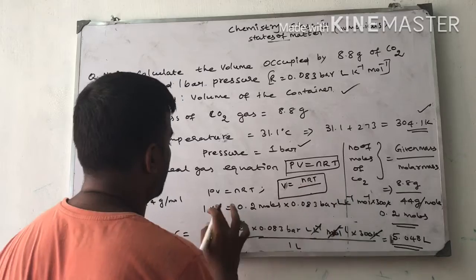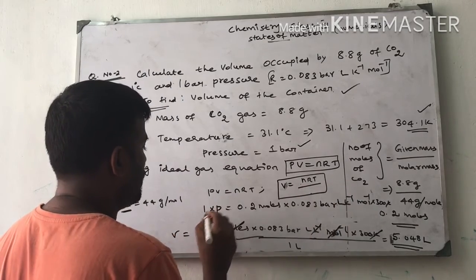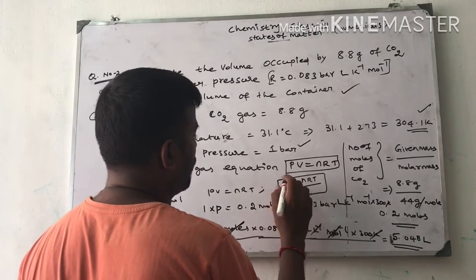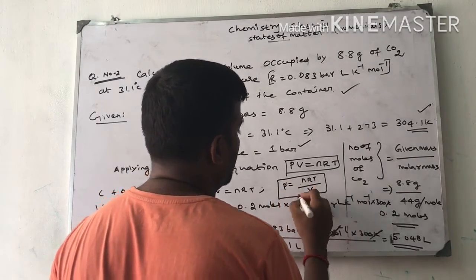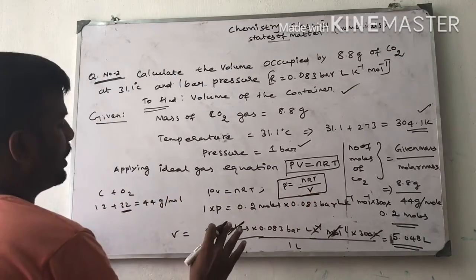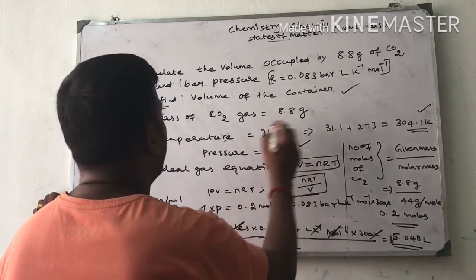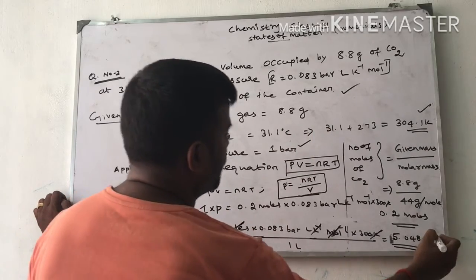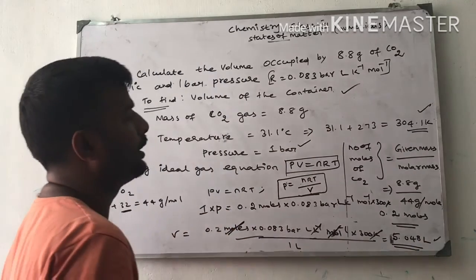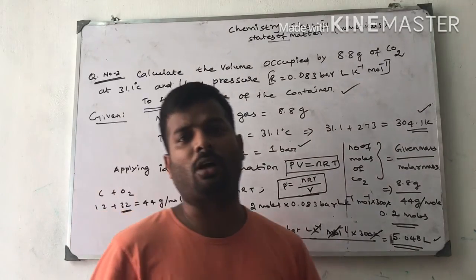So a mistake here: P is there, volume we already know, 1 liter. Let me rectify the problem. 1 bar is the pressure. Simplify everything, we get 5.048 liters. Thank you, students. God bless you.